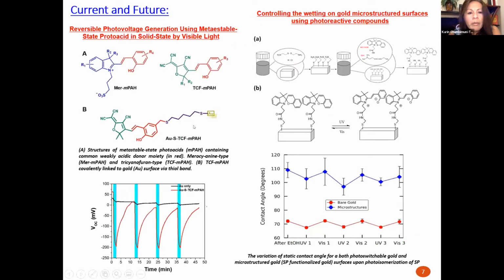Currently, one of my students was able to modify the structure and attach it to a gold substrate. So we can study the interface, the charge at the interface, and we actually got a potential change in the open circuit of more than 200 millivolts. In collaboration with our colleague at the engineering department, we also are studying the tunability of these sensors in different kinds of structures, like, for example, microstructures, using these photoactive compounds.